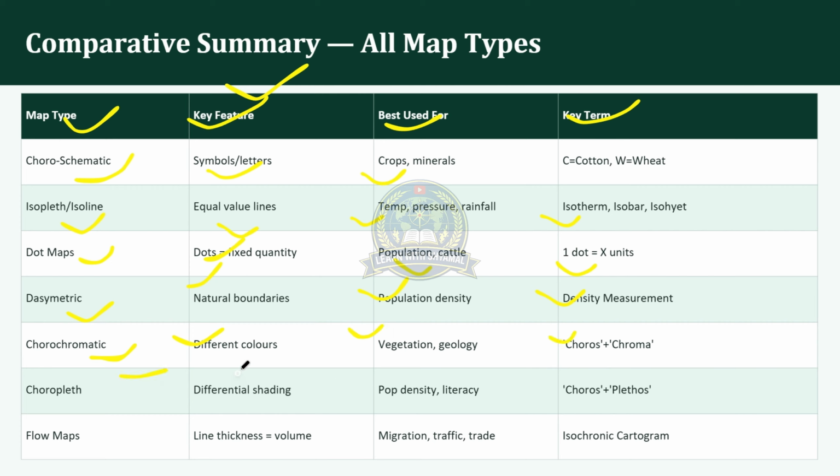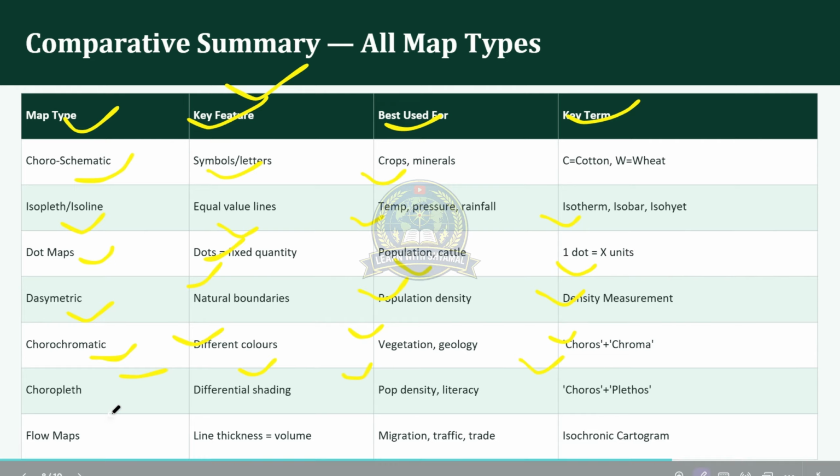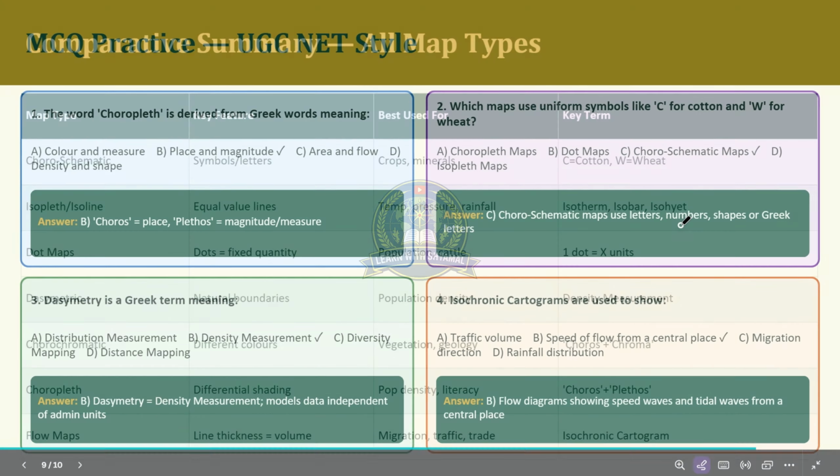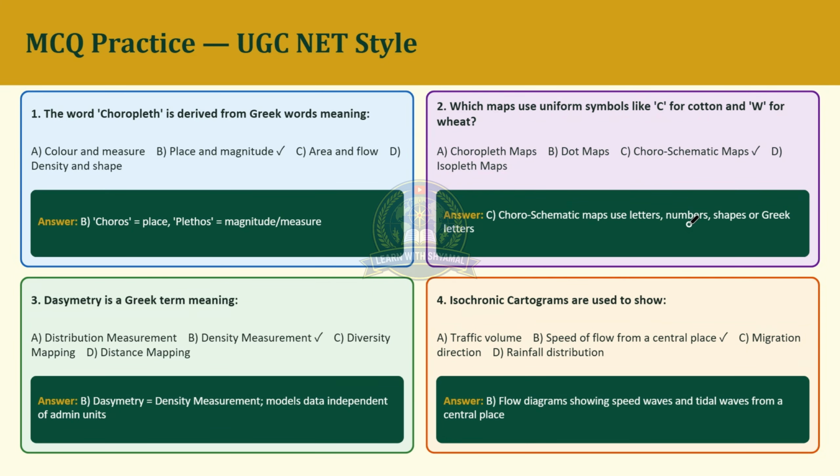Choropleth: key features are differential shading, best used for population density and literacy rate. Key term: choros plus plethos. Map type: flow maps. Key features: line thickness is equal to volume, best used for migration, traffic and trade. Key term: isochronic cartogram. Okay, these are some practice questions for the UGC NET examination.